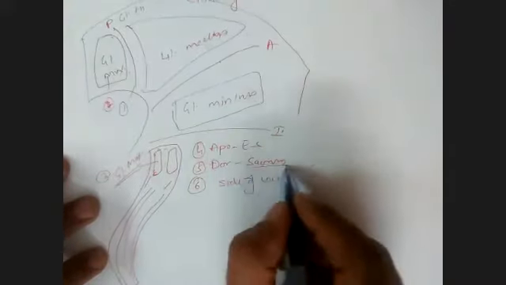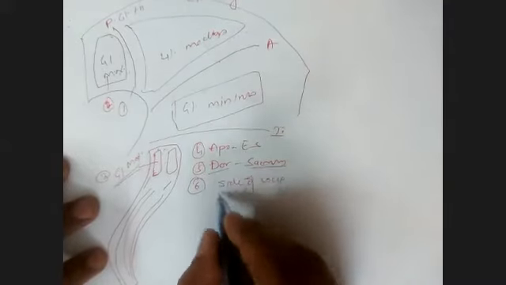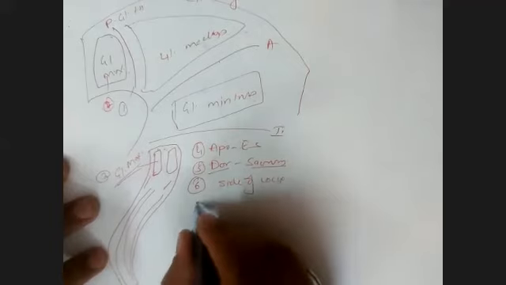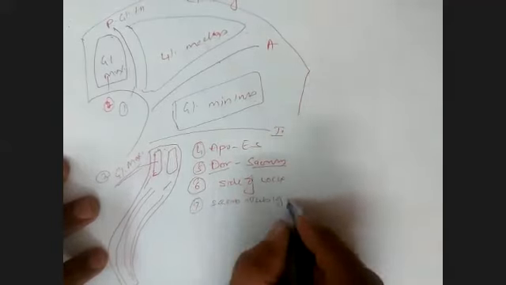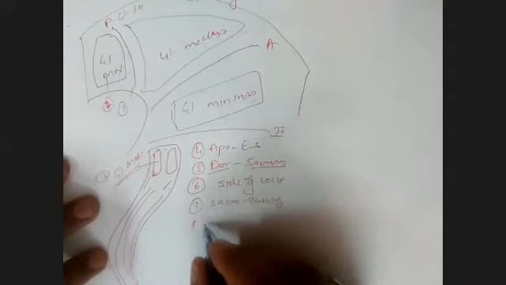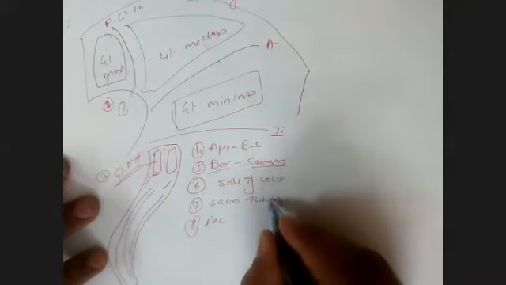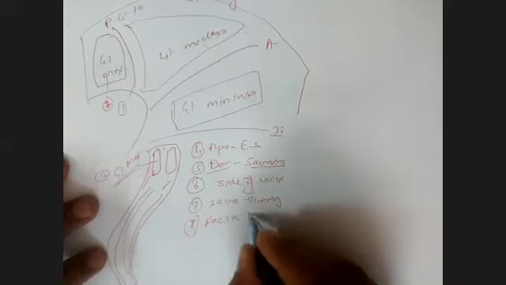6 is the side of the coccyx. That means it is taking origin from the hip bone, from the sacrum, from the dorsal surface of the lower part of the sacrum, from the side of the coccyx, from the sacrotuberous ligament. And 8 is the fascia covering gluteus maximus.